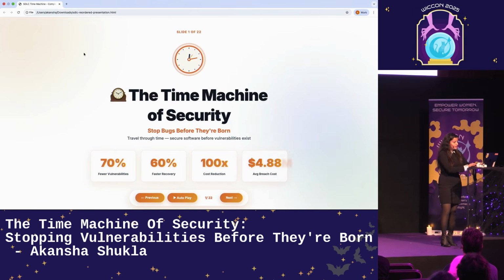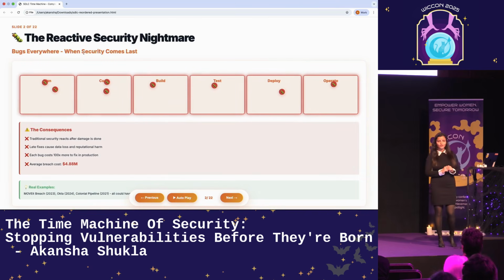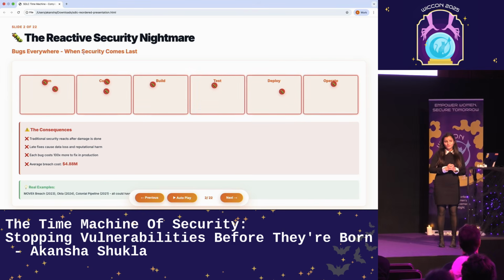Okay, coming back to the time machine. So, the reactive security nightmare. What you see on the screen is bugs all around. And as I already mentioned, I'm not a very good coder, so it took me a while to make it really fancy, where you see all the bugs.